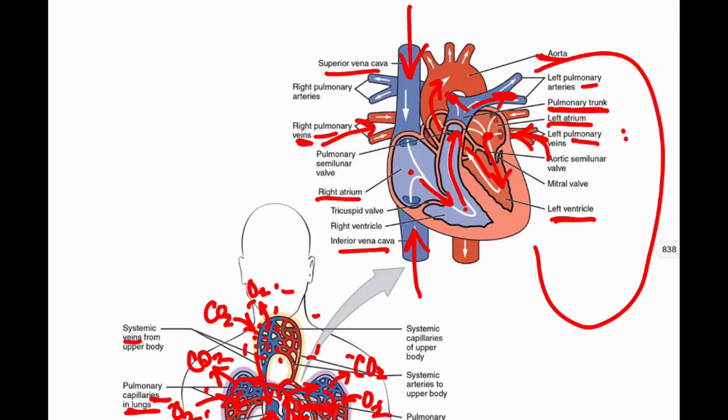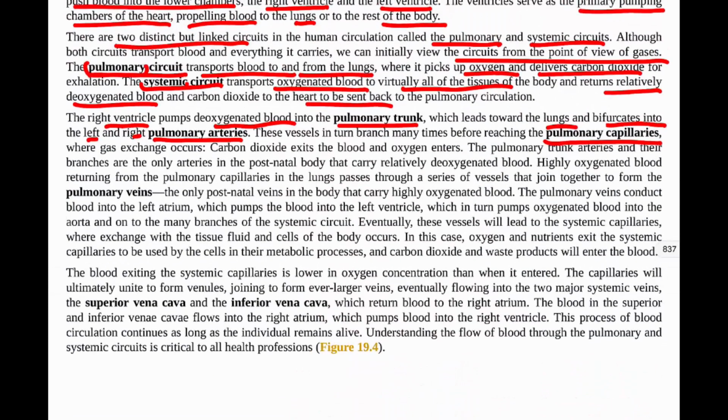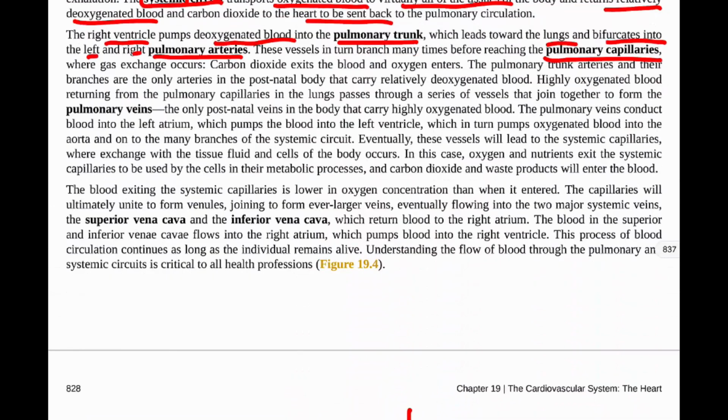All right, and then in those pulmonary capillaries, that's where we have our gas exchange. Our carbon dioxide exits the blood and oxygen enters. So the pulmonary trunk arteries, then our branches are the only arteries in the postnatal body that carry relatively deoxygenated blood. So at that point is where we have our very much deoxygenated blood, not nearly as much oxygen at that point.